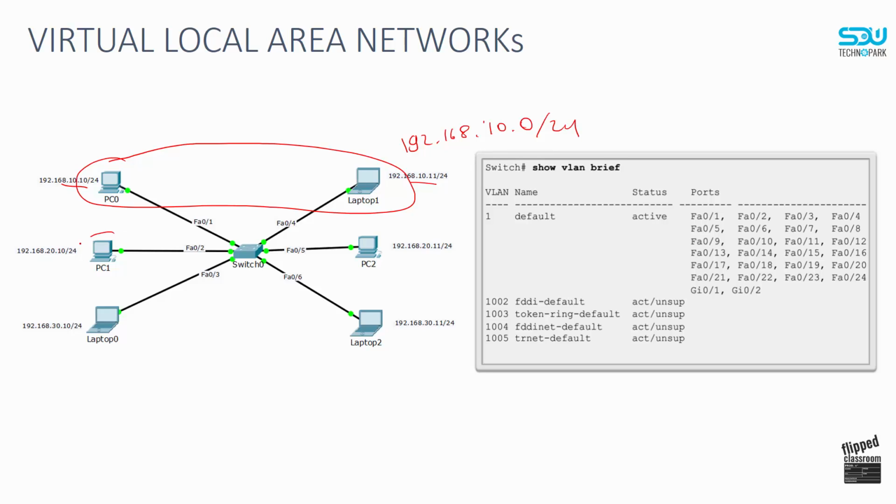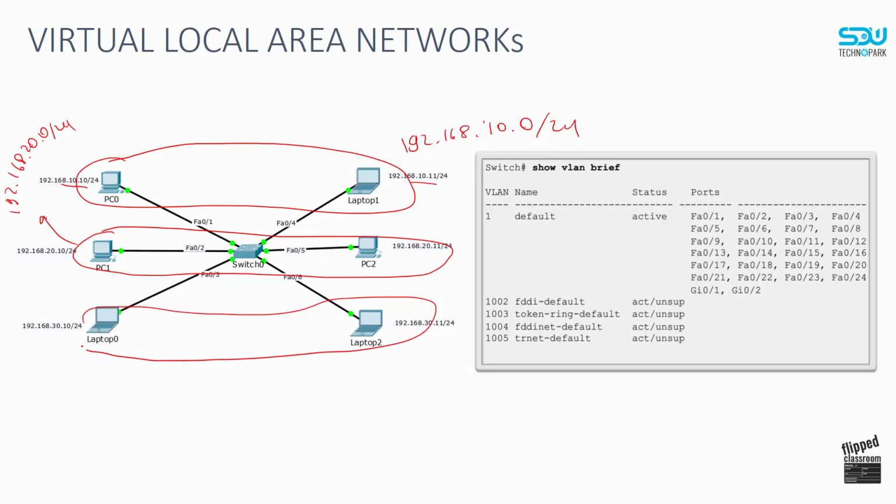So we may see that they are in a single network. And if we take a look at PC1 and PC2, we may understand that they are connected to another network. So let me write here 192.168.20.0 with prefix 24, and laptop 0 with laptop 2 are connected to network 192.168.30.0 with prefix 24.